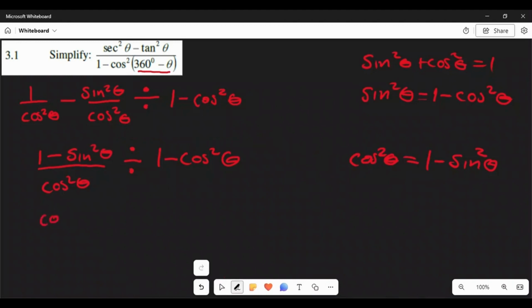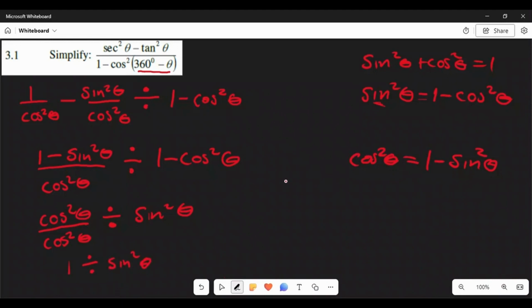So let's write it. Cos squared theta divided by cos squared theta. And then this is going to be divided by, wherever there is 1 minus cos squared theta, we're going to substitute with sine. So this is going to be sine squared theta. Now this cos squared theta divided by cos squared theta is going to give us 1 divided by sine squared theta.